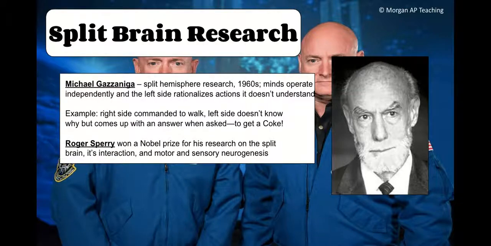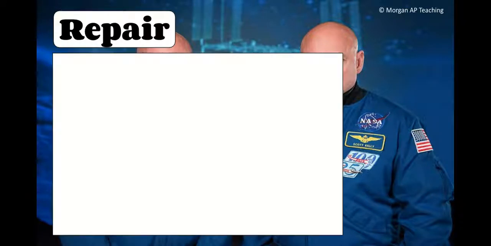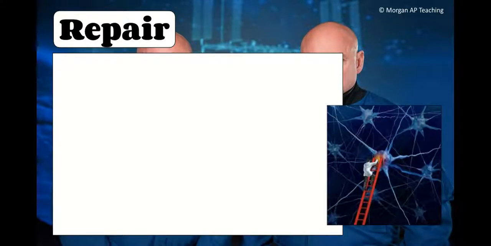Let's move on to slide 8, repair. The brain repairs damage in two ways. Plasticity, which is the reorganizing of existing neurons and neural connections, and the slower and more rare development of new neurons called neurogenesis. So plasticity is usually how the brain is repaired. Neurogenesis is a very rare case that can happen.